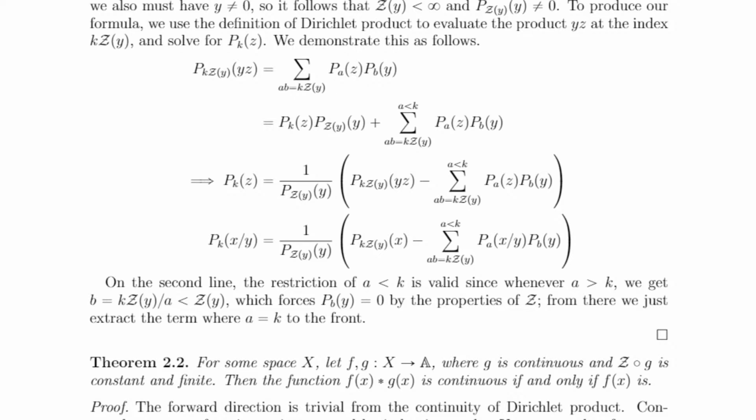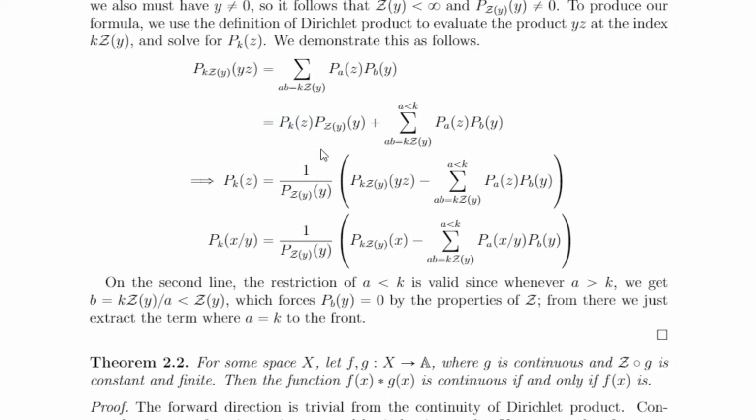So what we're going to do is expand this out a little bit. One of the divisors of this k times z of y, so k is an integer, and k is a divisor of k times z of y. So one of our pairs will be when a is k, and of course b will be z of y. So that's one of the divisor pairs. So we're going to pull out that term to the front, and that's this first term here. And you'll notice that gives us our p sub k of z.